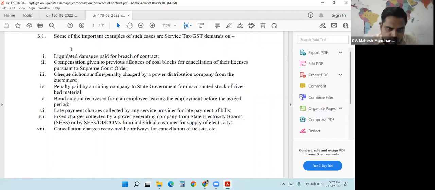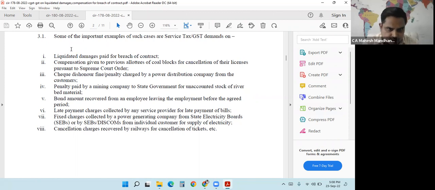Another example, another scenario: cancellation charges recovered by railways for cancellation of tickets, or cancellation charges recovered by any tourism company on account of non-availability of that customer on time, or because the customer is not able to go on that particular tour or board the vehicle on a particular date for the purpose of traveling, due to any reason. Now, these cancellation charges are generally provided by all the tour operators or travel agencies, or for that matter even the railways and airlines. This is a normal part and parcel of their business.